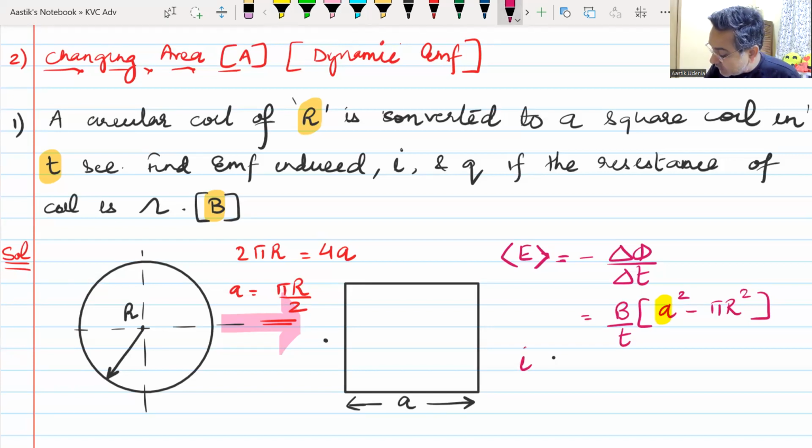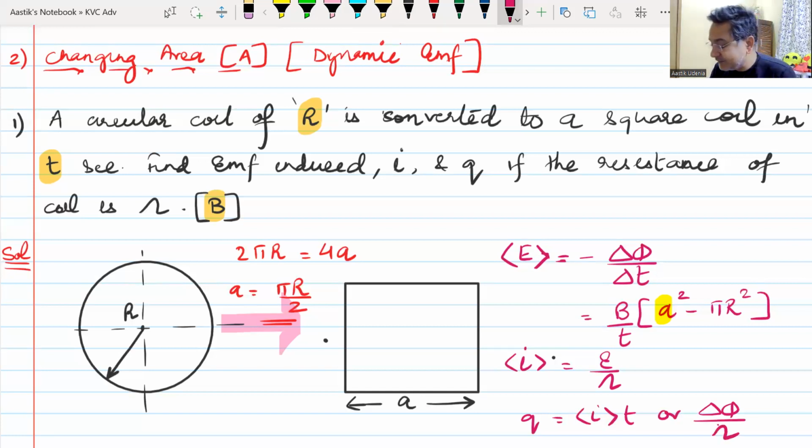To get the value of current, remember this will be the average current. That will be induced EMF divided by the resistance R. Here resistance is given by omega, so E divided by omega will give you the current. To find out the charge, you just multiply this average current with time, or you find the change in flux and divide it by the resistance omega. This is how this question has to be done.